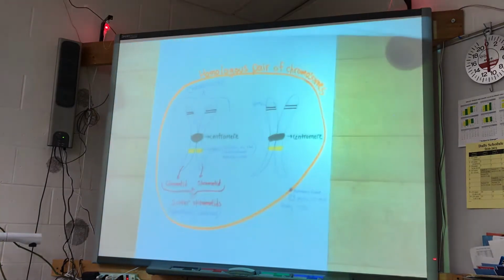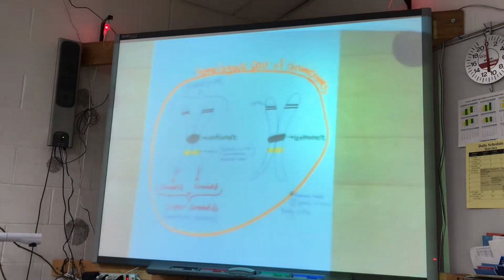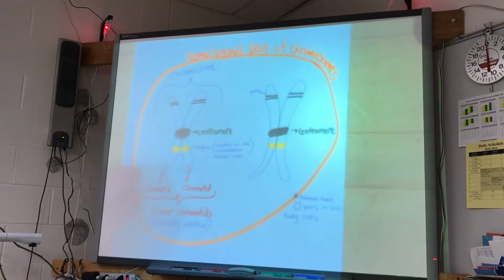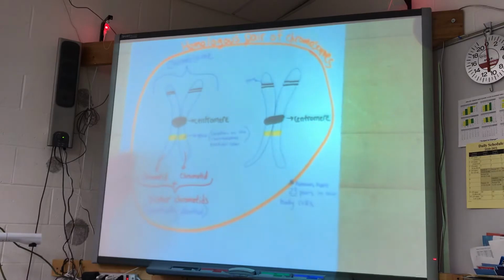These homologous pairs have bands on them called genes. These genes code for a particular trait, like hair color, eye color. If we oversimplify, we could say your height, genetic information. They code for particular things. So that's what that yellow stripe represents, a gene. That's what those black stripes represent, a gene. It's a location of genetic information that codes for a particular trait.